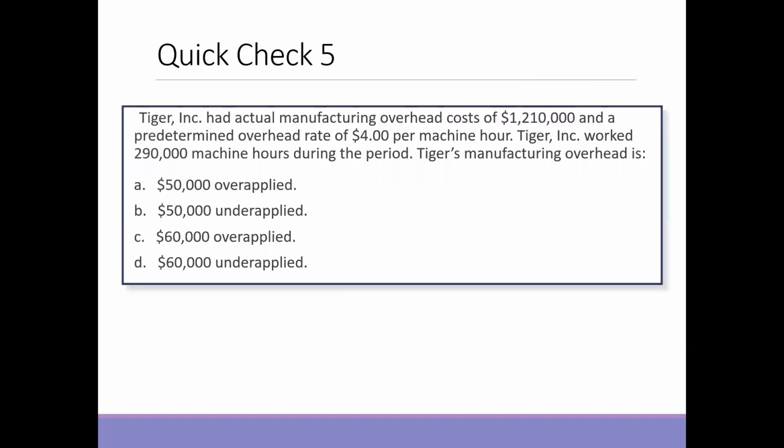Look at this one and tell me what you guys think. Try this one on your own.